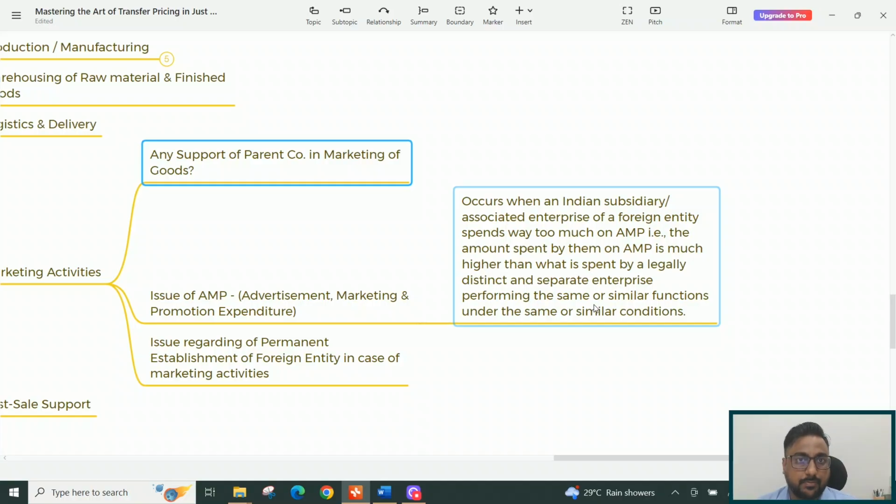And the differential part: suppose out of 100 rupees they have sold, in the controlled arrangement 5 rupees have been incurred by the Indian entity towards marketing expenses, while in the independent scenario, out of 100 rupees the other entities are incurring only 2 rupees. Marketing expenditure only 2%, while this is 5%. So then the additional 3%, the TPO will adjust and reduce from the profit and loss account, or they will adjust it to the international transaction value.